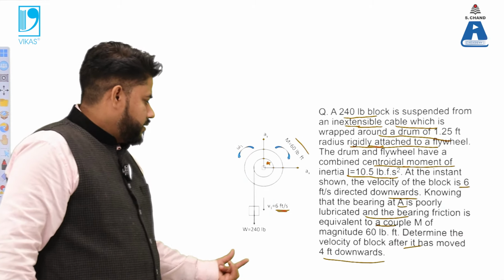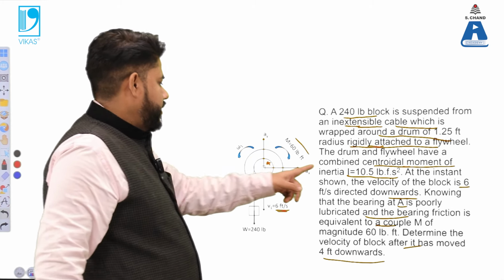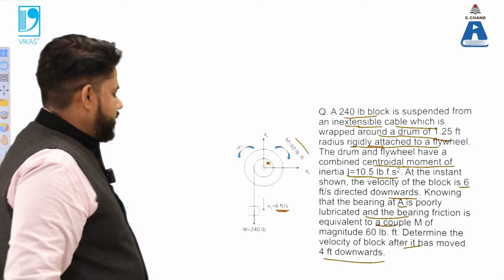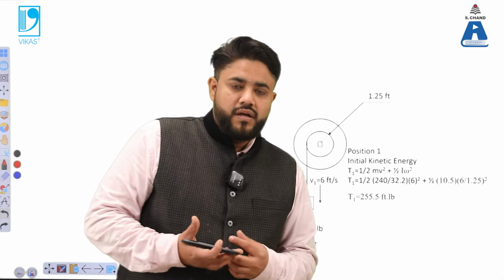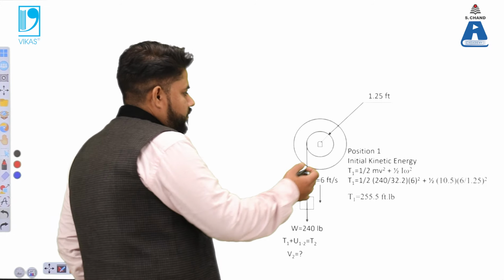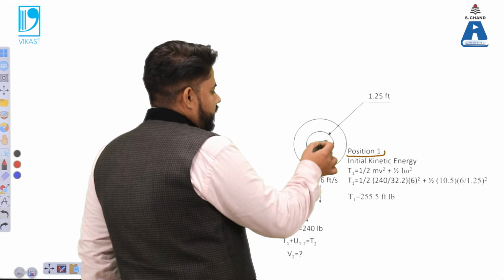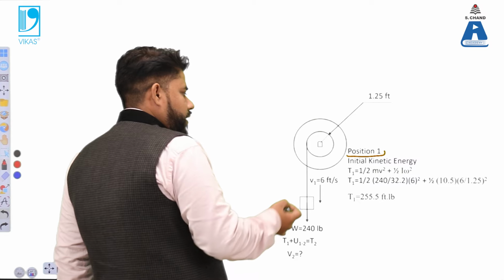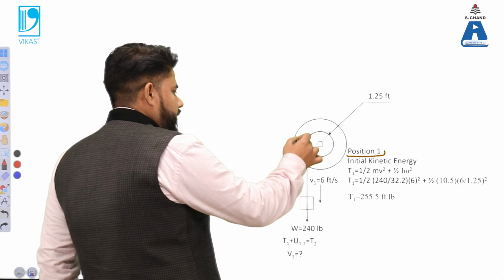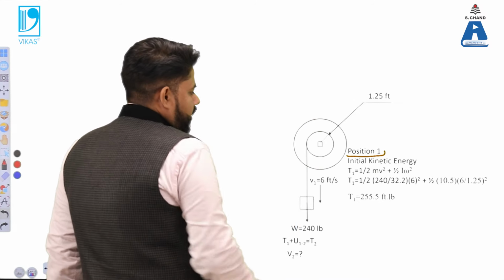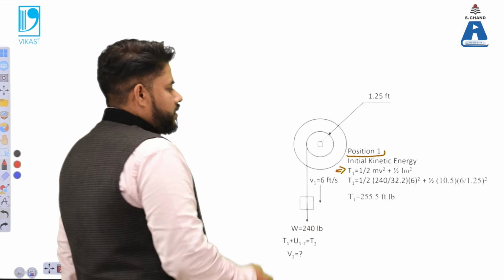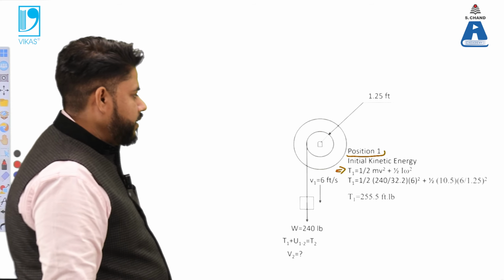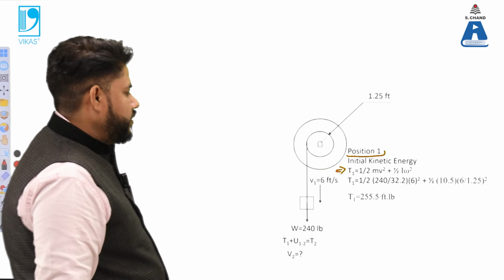So the distance is mentioned to us, the velocity is mentioned to us, the weight is mentioned to us, and the couple is also mentioned to us. And additionally, this moment of inertia is also mentioned to us. Now we have to divide this into certain positions. So firstly, we have to look at the position number 1, in which there are two things. One is a drum and the flywheel, and another is wrapped with the cord. So we have to look for this T1, which is the initial kinetic energy, and that would be equal to half mv square plus half I omega square.